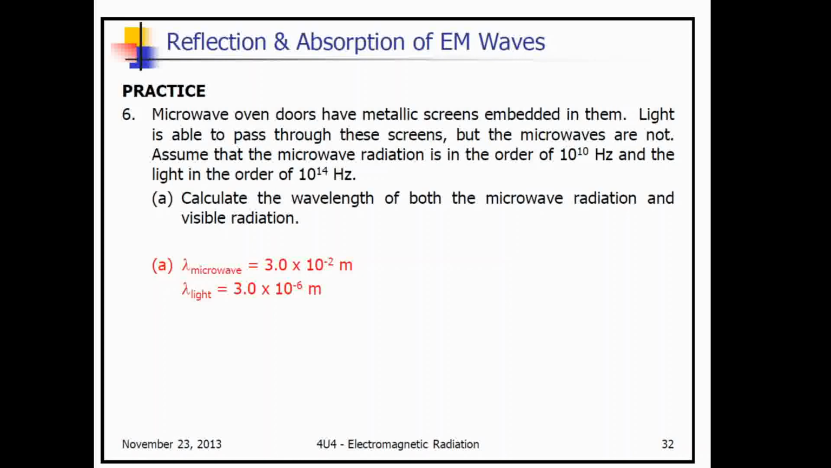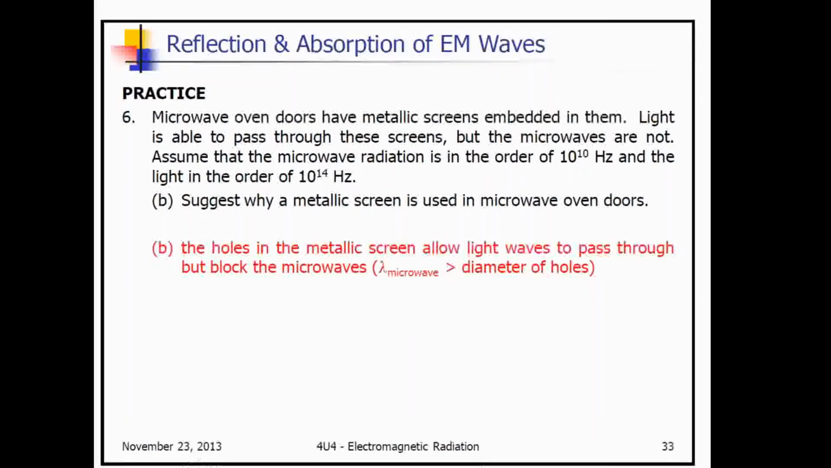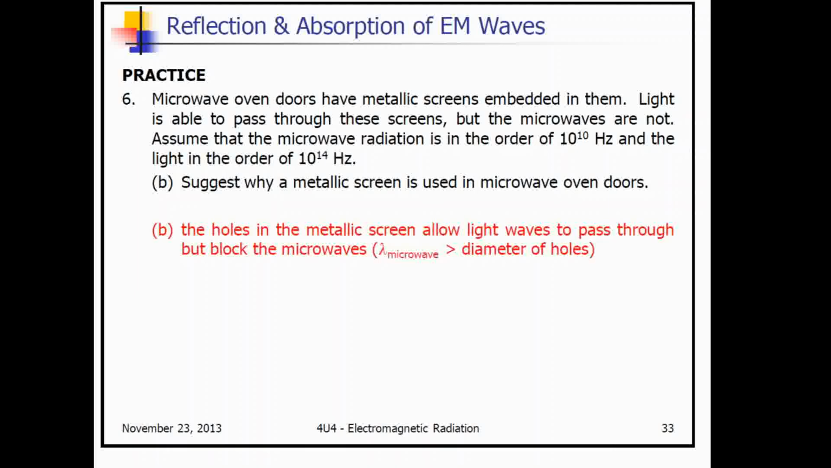Now, the wavelength of the light is very small, 3 times 10 to the negative 6. The wavelength of the microwave is 3 centimeters. So why would a metallic screen with those big holes be used? Well, those holes themselves are large enough to allow light to pass through, but small enough to block the microwaves. Because the microwaves themselves are 3 centimeters, the microwaves would hit those holes. They would not pass through the screen at all. And remember, the frequency of them would result in them hitting, even if they pass through the hole at a certain point, they'll hit inside the thickness of the hole.